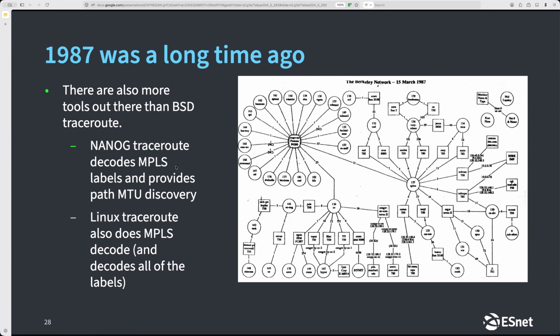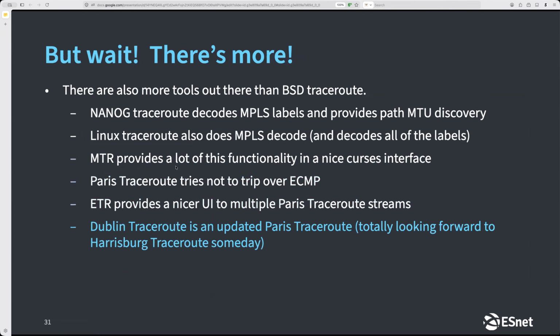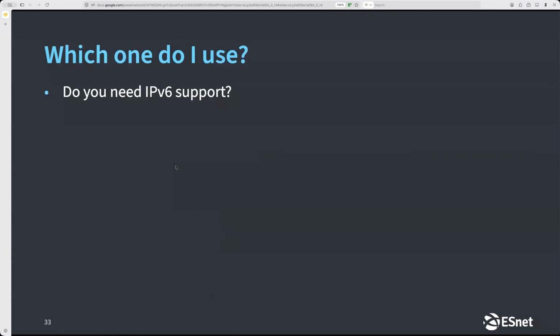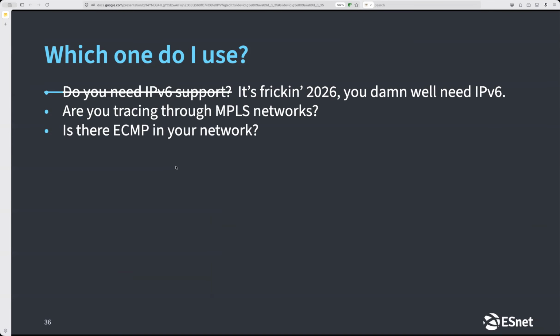There's also a lot of newer tools out there now that do different types of visualization and other things like that. I'm going to go through these really quickly because I'm going to provide examples from them later. So which tool do you use? Well, it depends on what you need to do. Do you need IPv6? Of course you need IPv6. Are you using MPLS? Probably. Are you using ECMP? Probably.